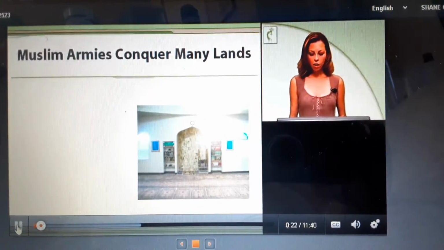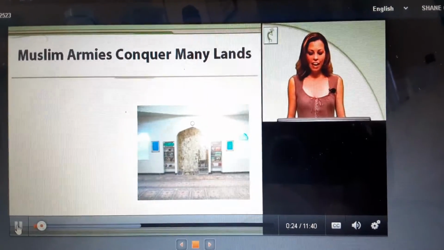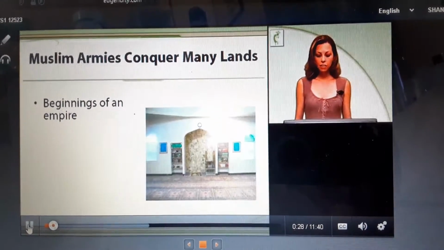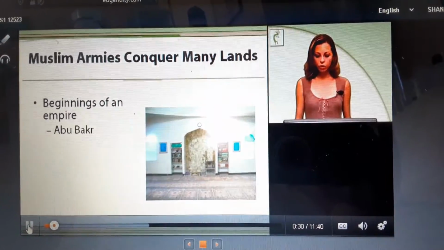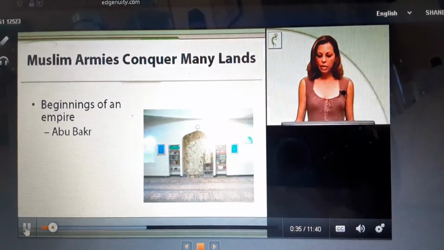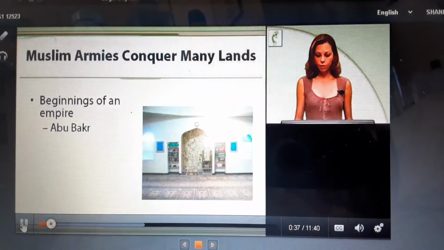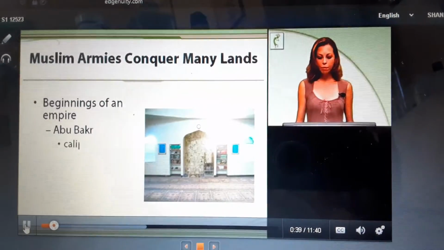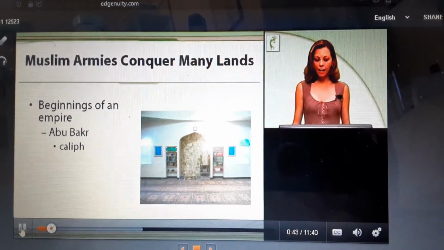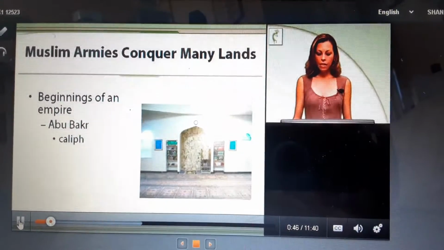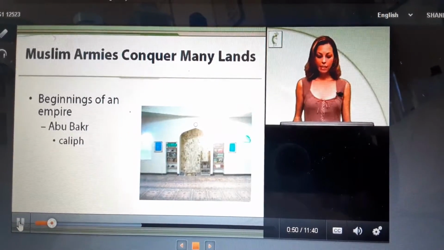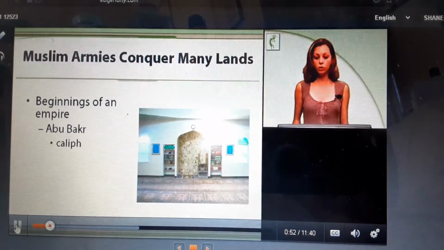Muslim armies conquered many lands. After Muhammad, the great prophet of Islam, dies, his followers quickly chose Abu Bakr as their leader. He was one of Muhammad's first converts. He became the first caliph, a title Muslims use for the highest leader of Islam. It means successor in Arabic. They were to be examples and live according to the Quran.